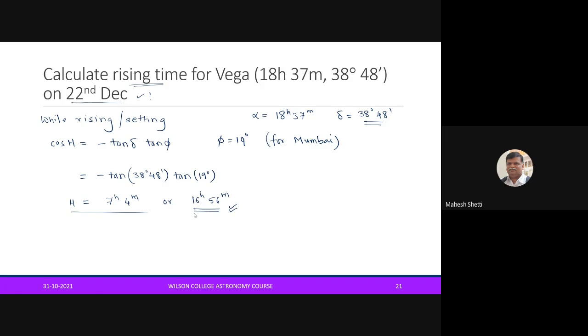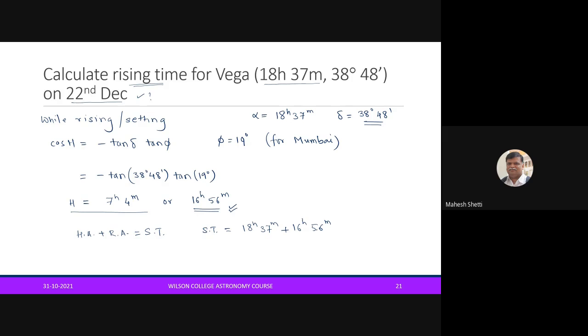Okay. I want to convert it into clock time. And how do I do that? For that I need this data. What we know is we are going to use the next formula: hour angle plus right ascension is sidereal time. What is the right ascension? 18 hours 37 minutes. So even this coordinate is going to be useful now. Okay. So sidereal time, when the star is going to rise, is 18 hours 37 minutes plus 16 hours 56 minutes.